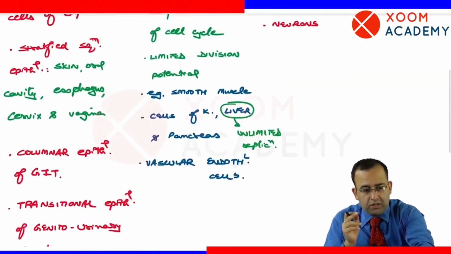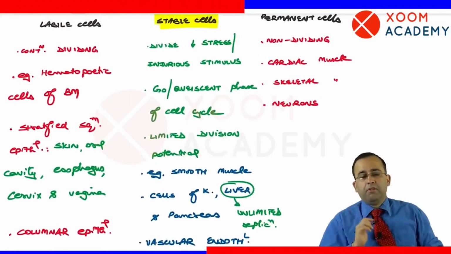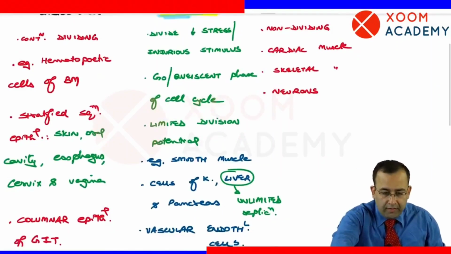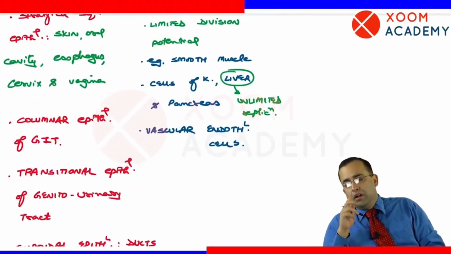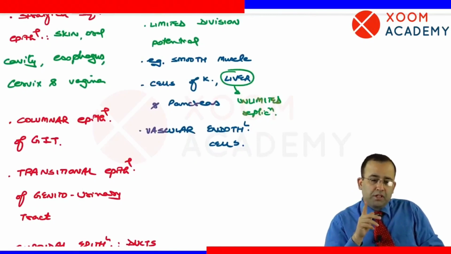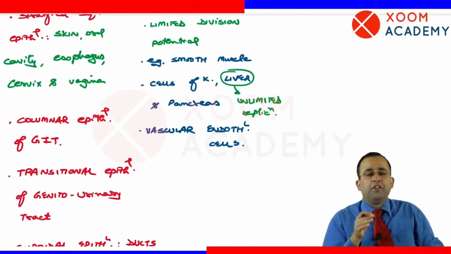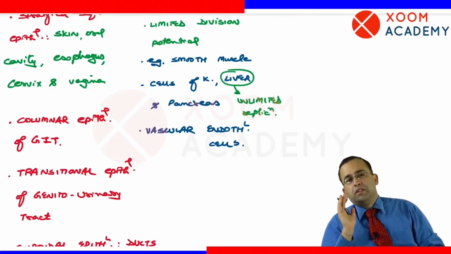Main confusion is with respect to stable cells. Very, very important. Which are the stable cells? That is smooth muscle. Cardiac muscle and skeletal muscle are permanent. Smooth muscle is a stable cell. Other examples of stable cells are cells of kidney, liver, pancreas, vascular endothelial cells.